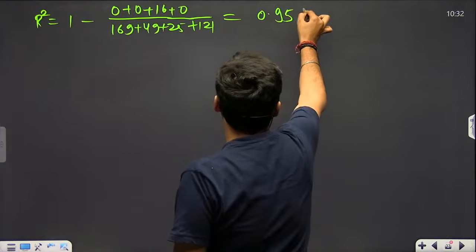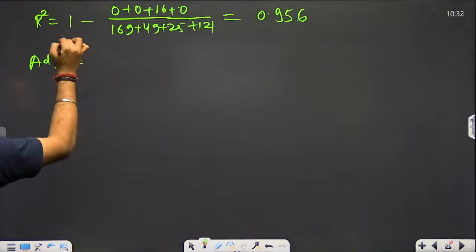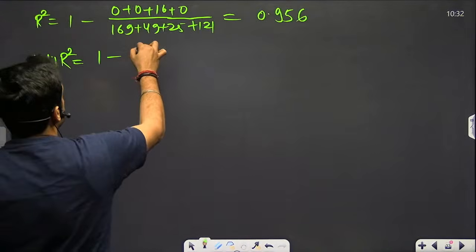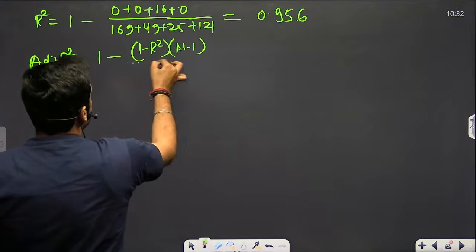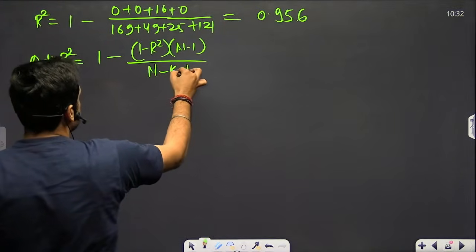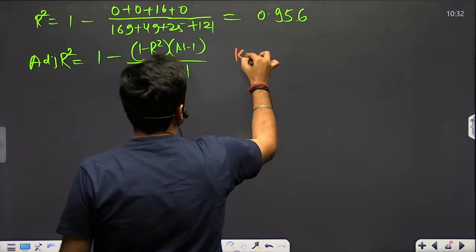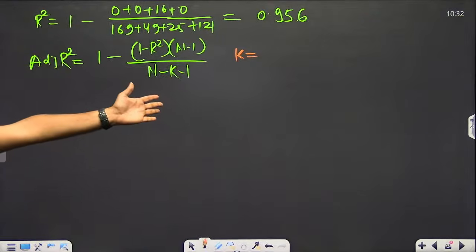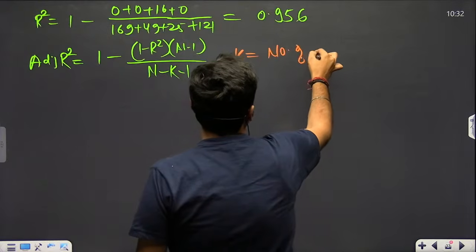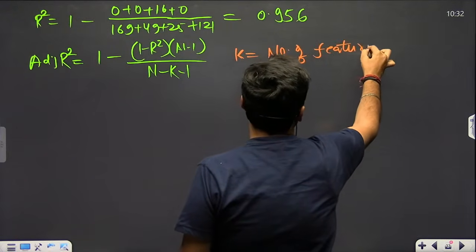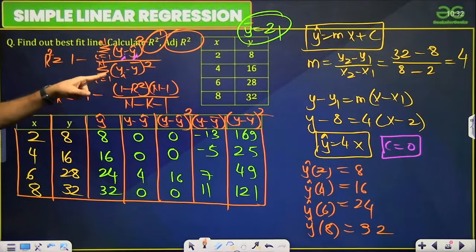It would be around 0.956. And what is the adjusted R squared formula? That is 1 minus, so this is 1 minus (1 minus R squared) times (n minus 1) upon (n minus k minus 1). Now I want to ask you a very important question. What is the value of k? भैया यहाँ पर k की वैल्यू क्या है? What is k? k होता क्या है? If you have revised yesterday, you should know k is the number of features. And since it is a simple linear regression, how many independent features are there?